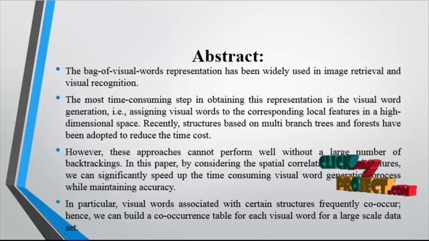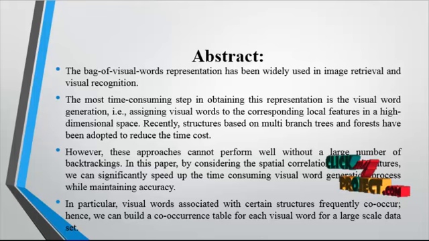In this paper, by considering the spatial correlation of local features, we can significantly speed up the time consuming visual word generation process while maintaining accuracy. In particular, visual words associated with certain structures frequently co-occur, hence we can build a co-occurrence table for each visual word for a large-scale dataset by associating each visual word with a probability according to the corresponding co-occurrence table.